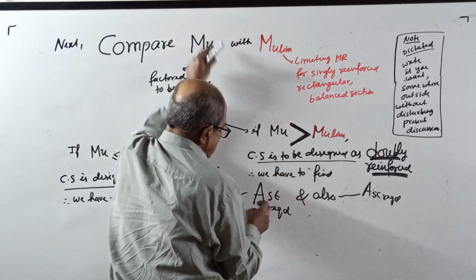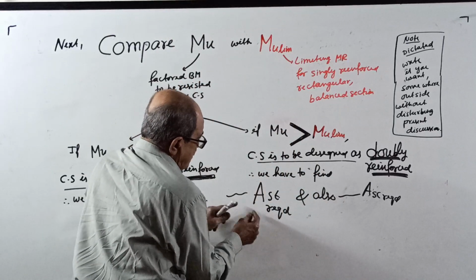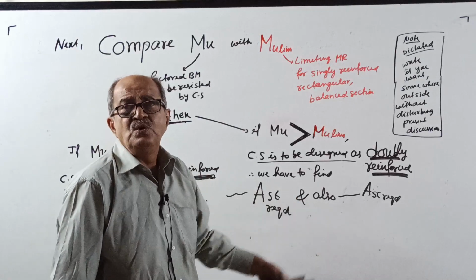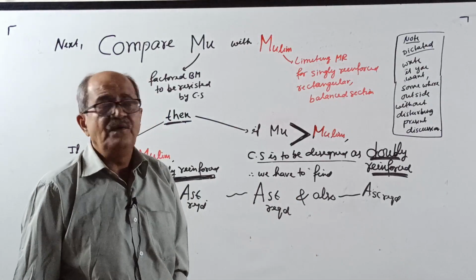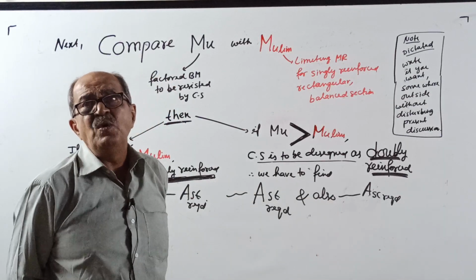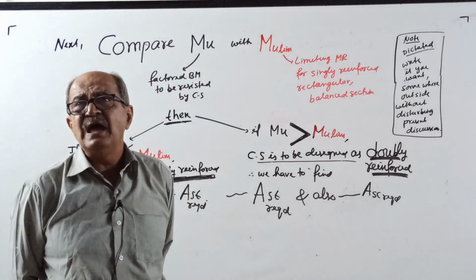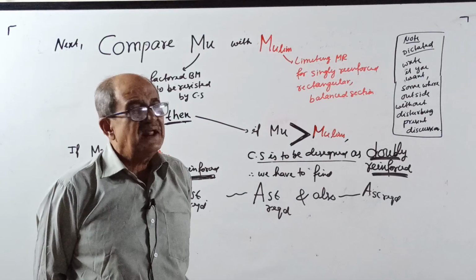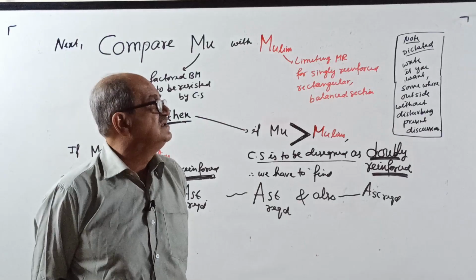Therefore, we have to find the cross sectional area of steel in tension, Ast required, and also the cross sectional area of steel in compression, that is Asc required. See, you can make out how much importance I am giving to cross sectional area. Structural engineering is cross section.